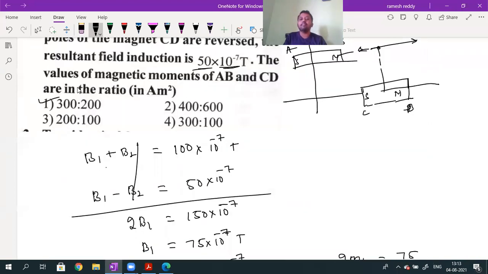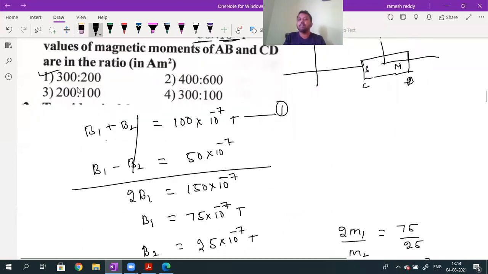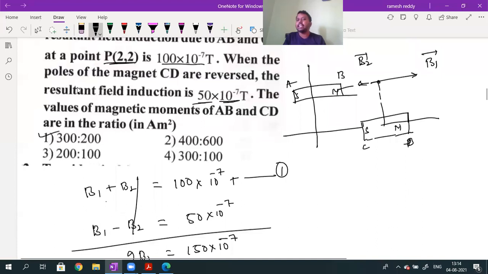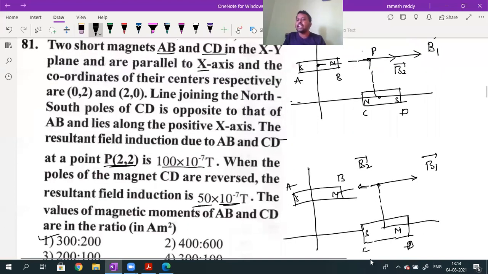When both are in the same direction, the resultant magnetic field given is B1 plus B2, equal to 100 into 10 power minus 7 Tesla. That is equation 1, they have given. Understood?